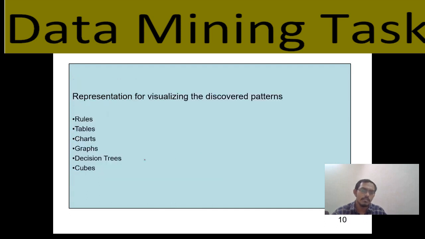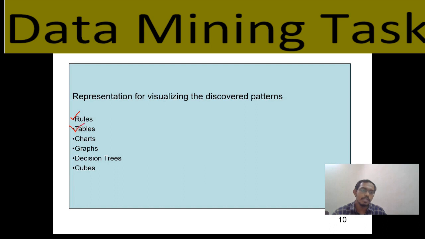Here are some rules and regulations. We cannot really say these are rules. This is about how we can represent a visual pattern. Basically, there are some rules, but we cannot say they are rules because there is no fixed formula for that. But you have to maintain some guidelines to discover a pattern.